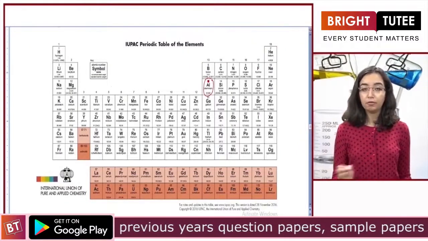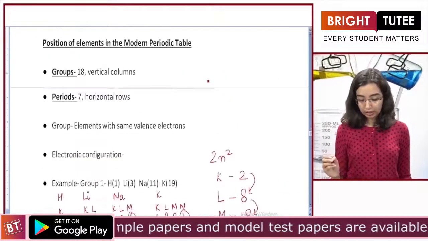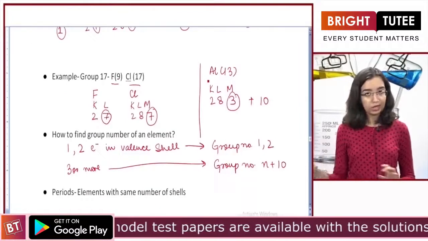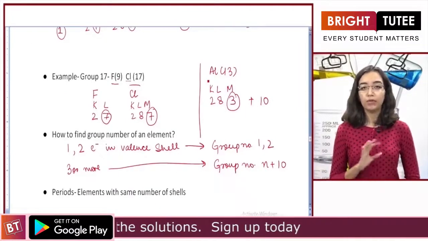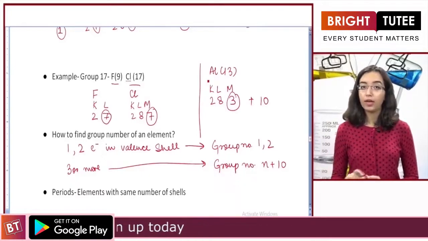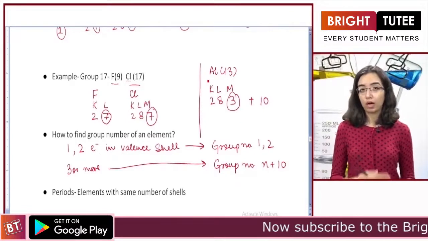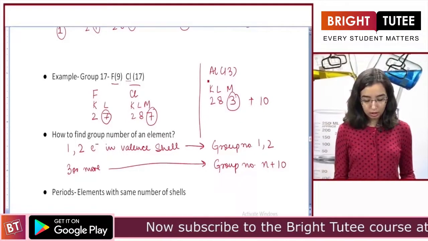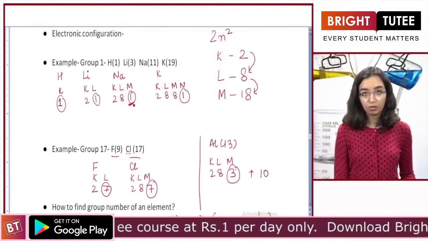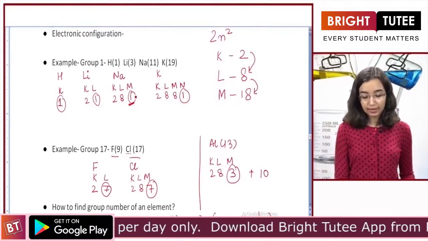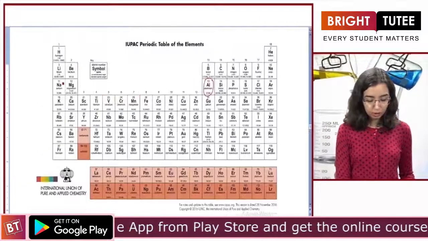So whenever you have to find out the group number of an element, first arrange it in the electronic configuration of KLM shells, whatever the number of shells are. After arranging, see the number of electrons in the outermost shell. If it is 1 or 2, then the group number becomes 1 or 2 respectively. Let's take sodium for example. We have 1 electron in the outermost shell, and as I said, if it is only 1, then the group also becomes 1, and you know that sodium lies in group 1.